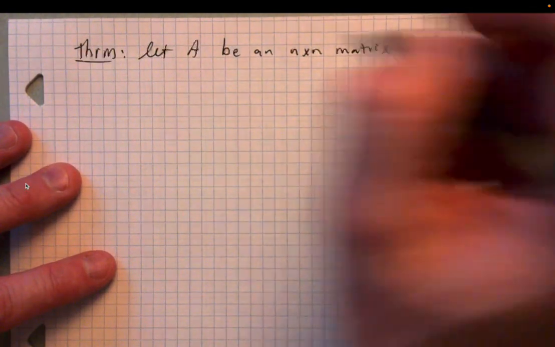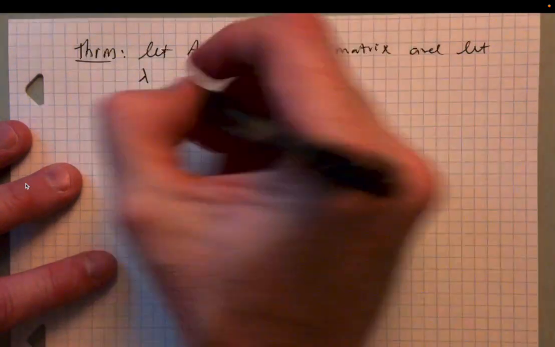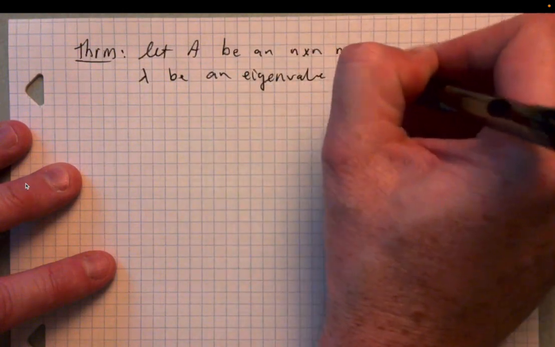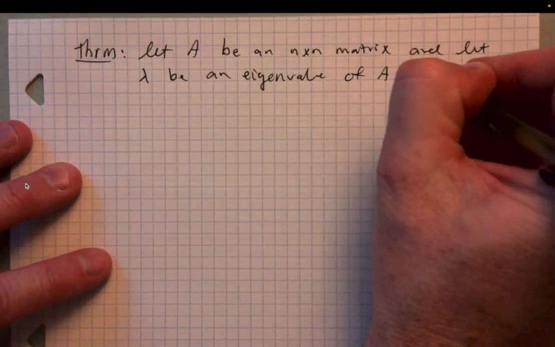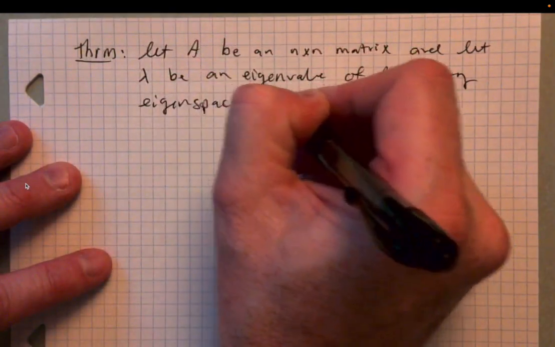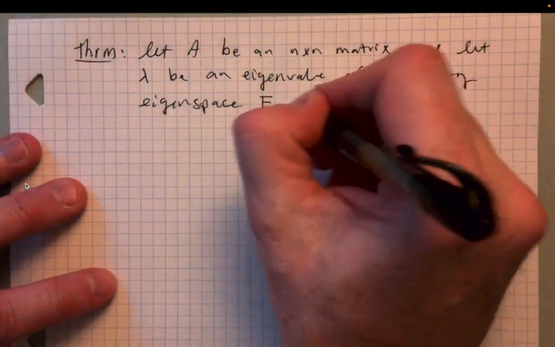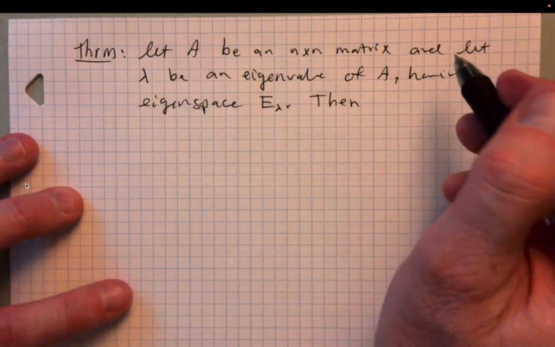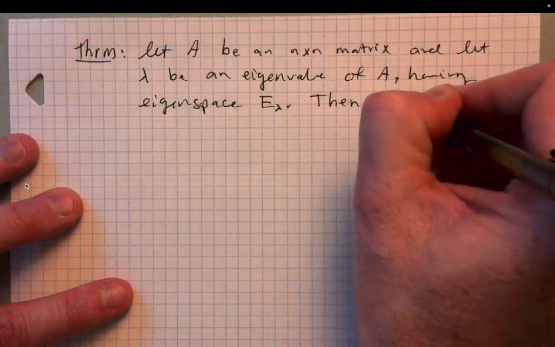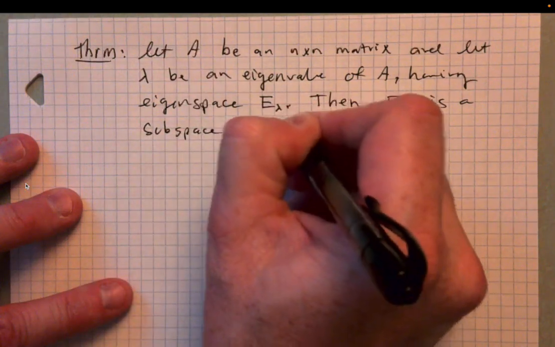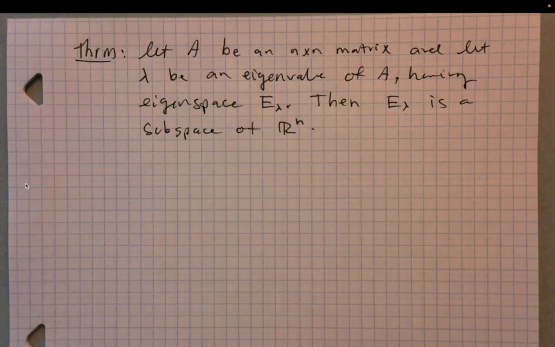And let lambda be an eigenvalue of A, having eigenspace, which we'll denote by E lambda. And so the theorem basically is that this eigenspace is a subspace of Rn. E lambda is a subspace of Rn. Okay, so that is the theorem.